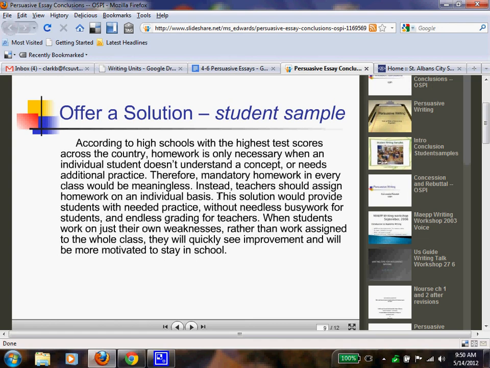Now right here, this is where they offer a solution and they say instead teachers should do this. And then they provide background or reasoning for this solution and how it would benefit the reader. Okay? Push pause and go think about ways that you could do this. Again, we're going to be writing these in class, so be prepared and understand these.